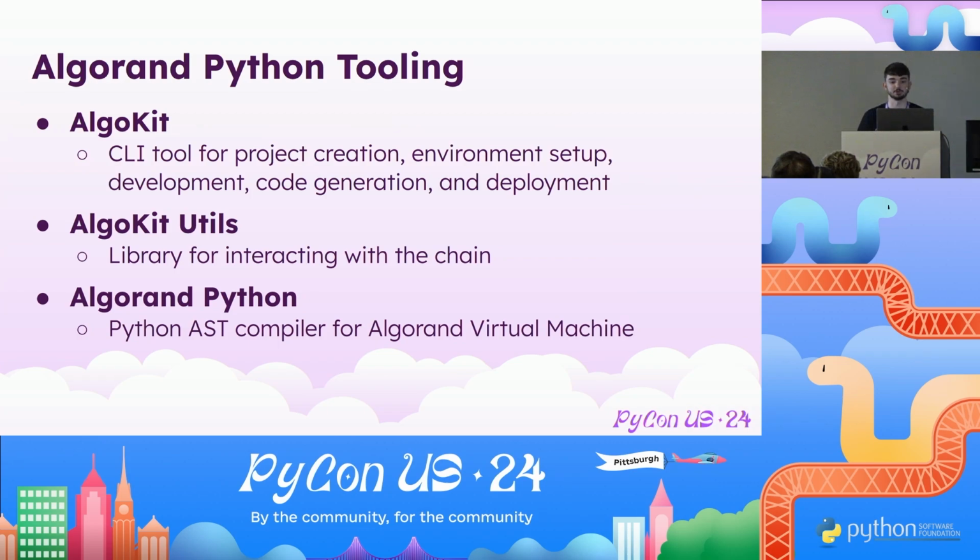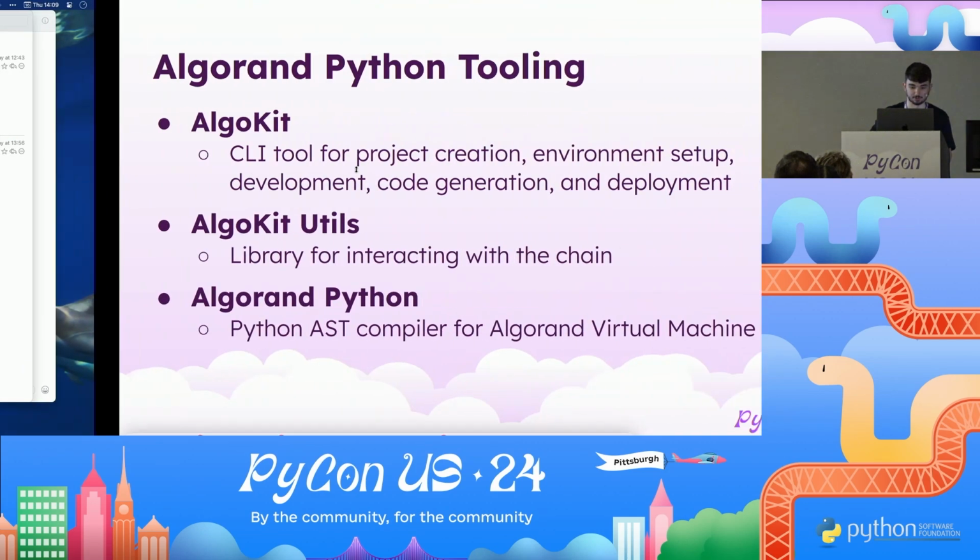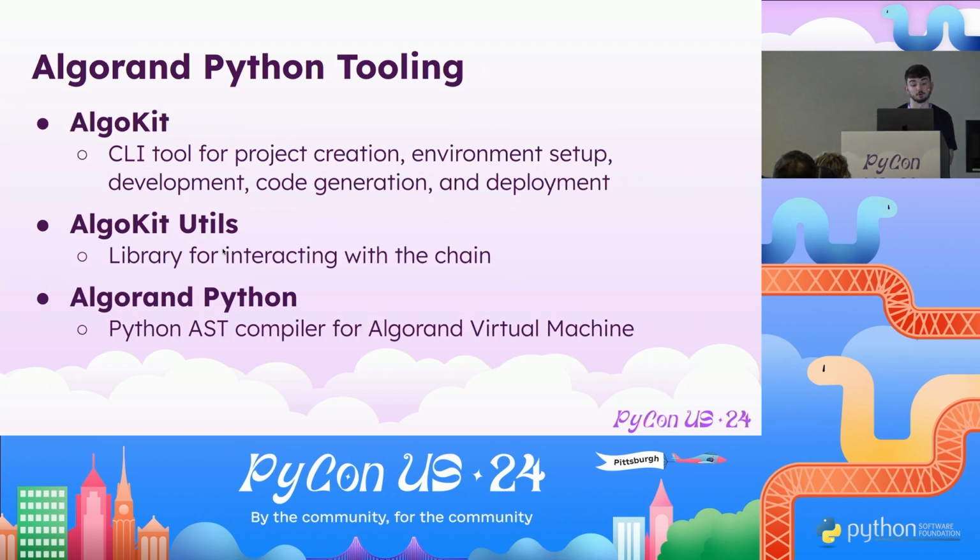We also have AlgoKit Utils, which is basically our library for interacting with the chain. So this is code executed off-chain that wants to read or write data to and from the chain. And then finally, we have Algorand Python, and this is the headline feature that we're really excited to share today. This is a Python AST compiler for the Algorand virtual machine. With Algorand Python, you can write smart contract code that is fully native Python, but instead of running in the Python interpreter, it runs on-chain in the Algorand virtual machine.